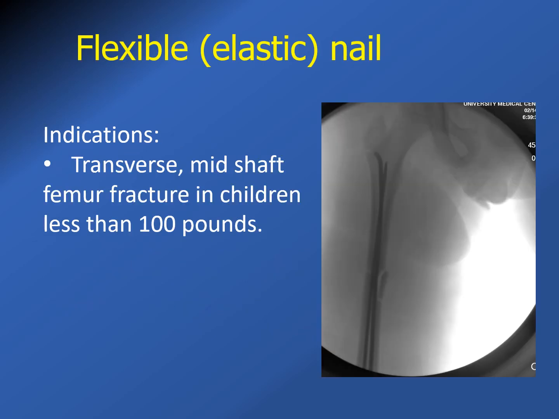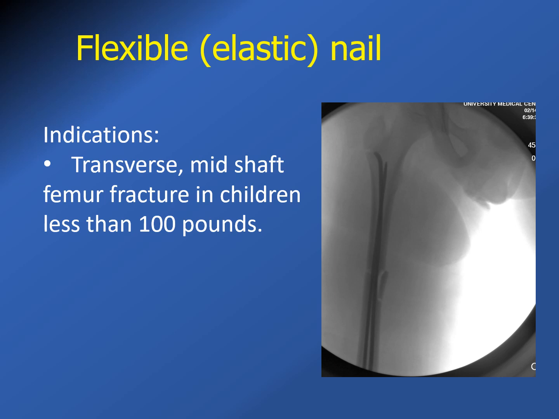So after we have discussed the external fixator as a treatment for femur fracture, the second surgical type is the flexible nail. Sometimes it's referred to as an elastic nail because these nails can be bent, so they are not rigid. The indication for using a flexible nail in treatment of pediatric femur fracture is a transverse mid-shaft femur fracture in a child that is less than 100 pounds, or about 43 kilos. Like in this case, there is a transverse fracture with a small butterfly, so this is not a very unstable fracture.